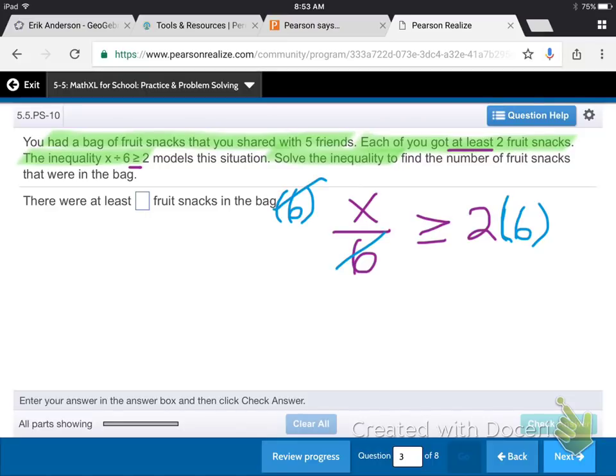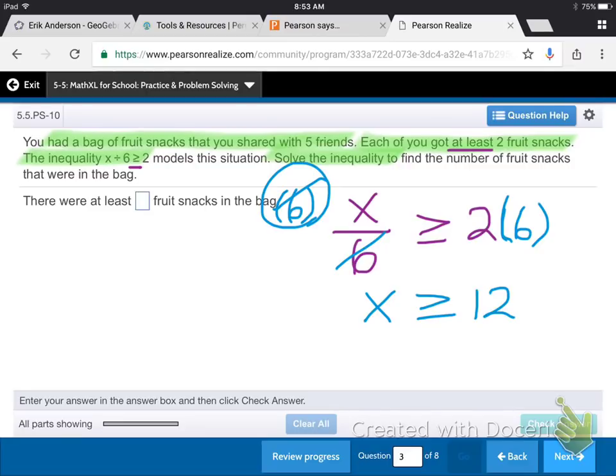6 divided by 6 is 1. That's what we want. And that leaves x, but we did not use a negative. This number was not negative, so we don't have to switch the way the inequality is facing. It's still facing the same way. And 2 times 6 is 12. So there you go. There were at least 12 snacks in the bag, and you can think that through for yourself.